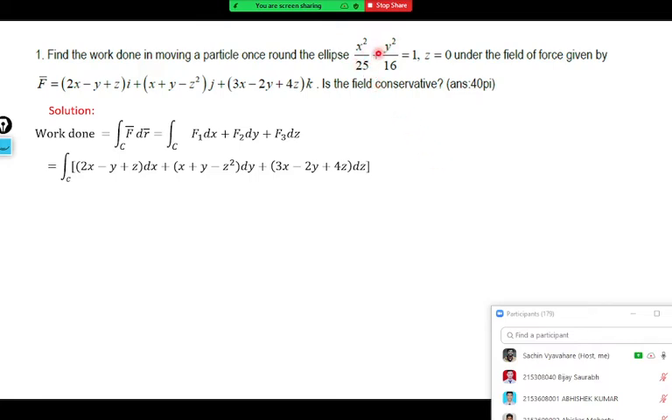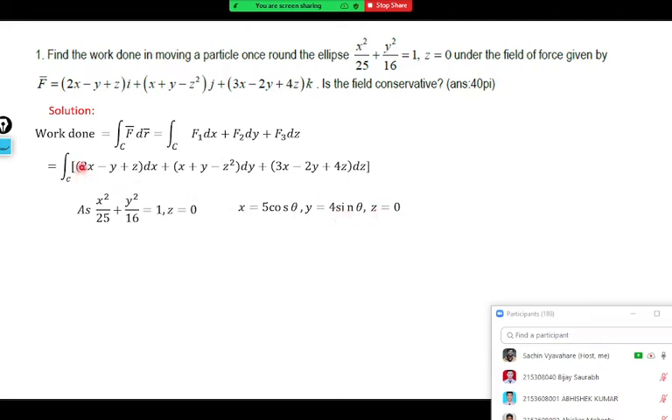So what is the parametric form of this ellipse? a cos theta, b sin theta. Yes, tell me. Sir, 5 cos theta and 4 sin theta. Correct. X is 5 cos theta, y should be 4 sin theta, and z is 0. That is the parametric form. So this is the first thing you should write. So for this curve, x is 5 cos theta, y is 4 sin theta, and z is 0.